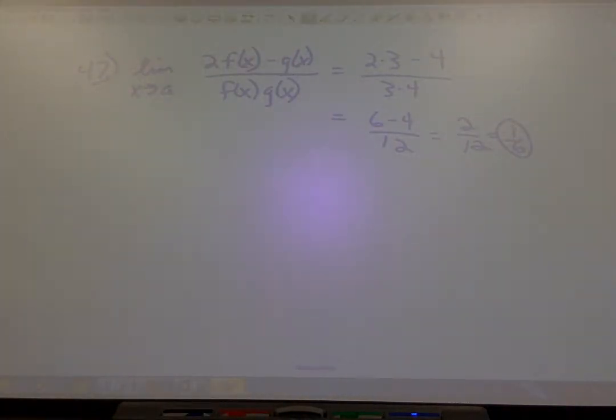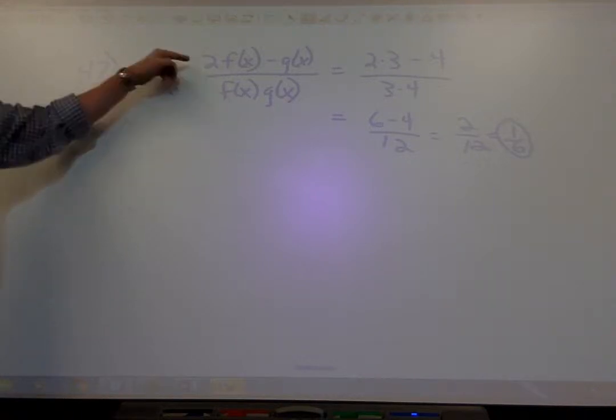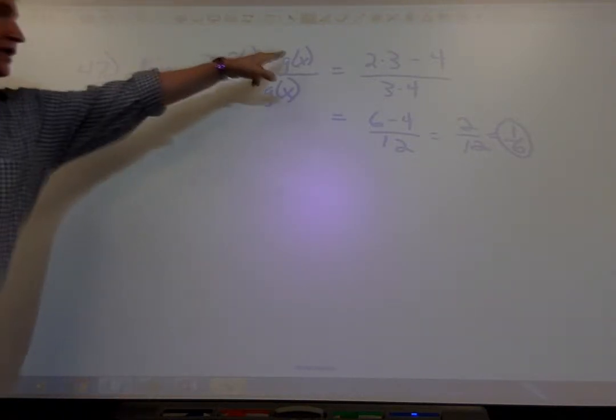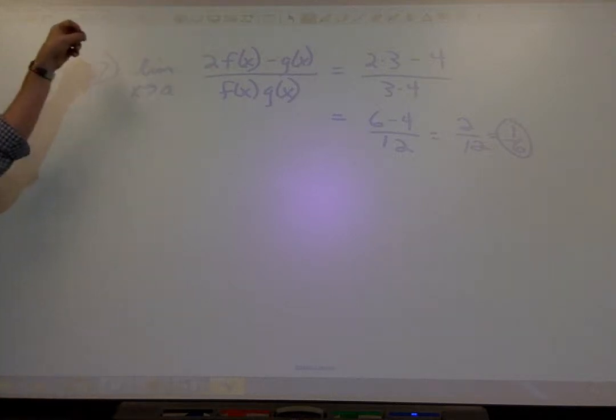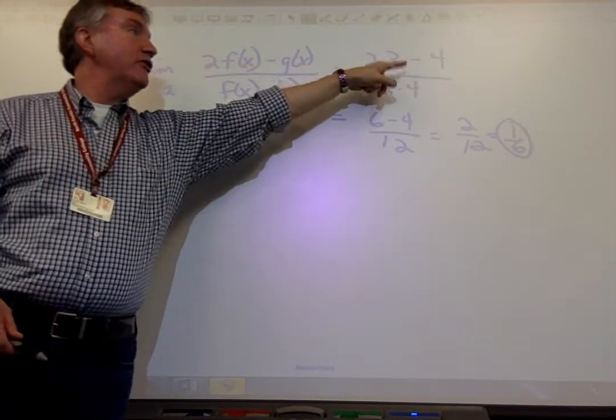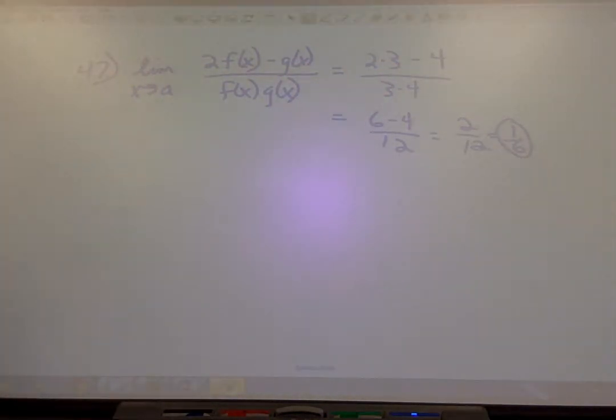Just using those limit properties that are in that box on page, where is that box? 102? That's just using several of those in one problem. Limit of this over limit of this, and then you can separate it into limit of this minus limit of that. Bring the 2 outside, and then you've just got those values. Any other questions?